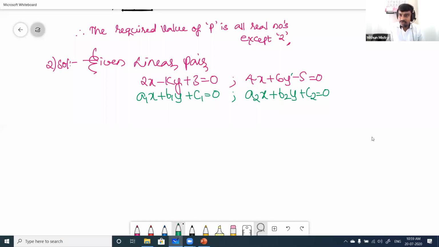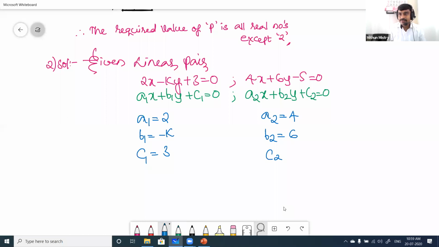If there is minus, they also write minus here. No. General form never changes. It doesn't matter whether it is minus or plus, the general form will always be plus. So by this we can write clearly: A1 is 2. B1 is minus K. Yeah, respect the minus. And C1 is 3. Now this side, A2 is 4, B2 is 6, and C2 is minus 5.